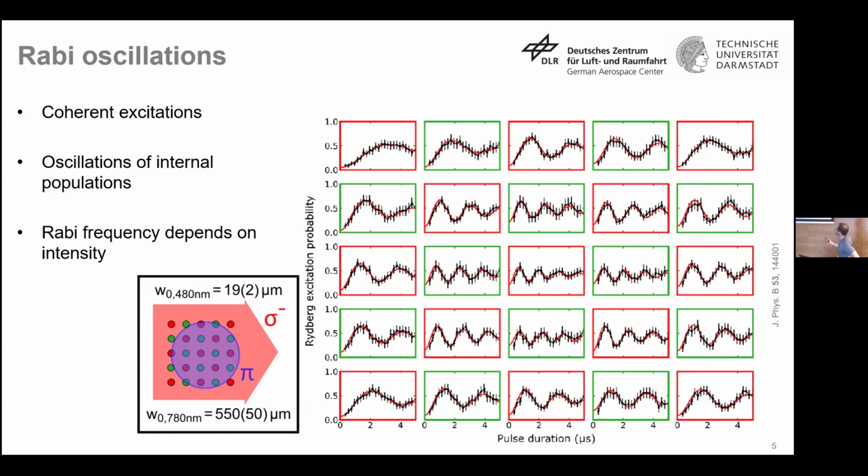This is the excitation probability, the probability of finding the atom in the excited state. And that is a single atom sitting at one particular position in the microlens array.